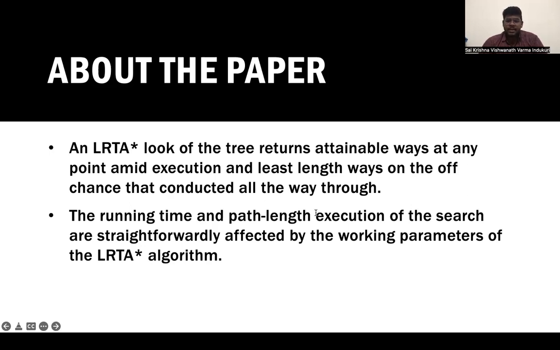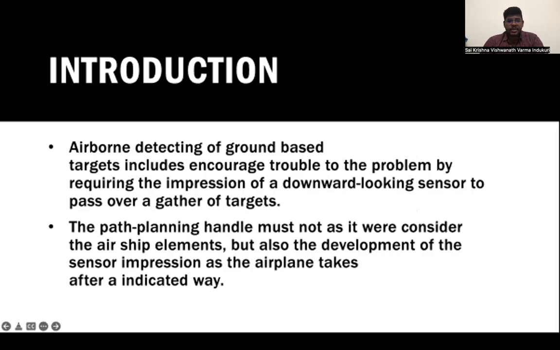So the running time and the path length performance of the search are directly affected by the operating parameters of the LRTA star algorithm. So to improve the running time of the planner, a modified LRTA star search that ends when there is no improvement in the path for a predefined number of iterations is implemented. So the result is a path planner that produces short distance paths in acceptably brief running times. So next comes the introduction.